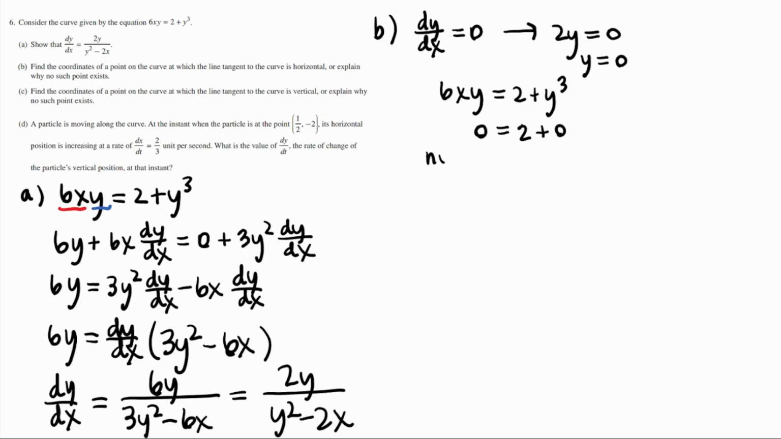I'm going to say no point on the curve. I think that this would be a sufficient reason why no such point exists, as you go to solve and you arrive at a contradiction. But I'm just going to say no point on the curve has y coordinate 0. That's really the reason.